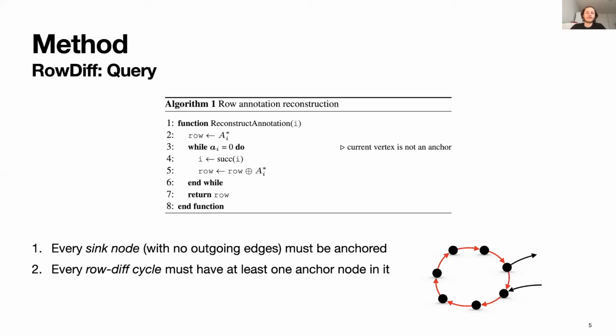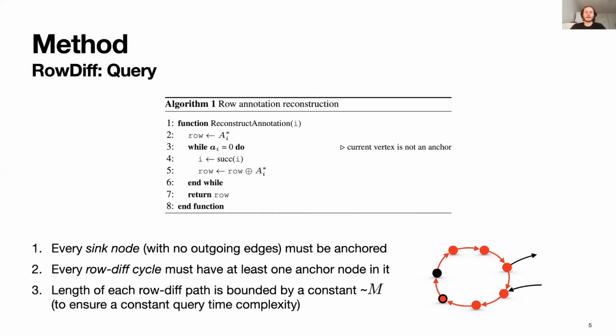To demonstrate this, let's consider the following example with a RowDiff cycle. If we want to reconstruct the annotation at this node, we follow the successors and see that the algorithm will never terminate unless there is an anchor node in the cycle. Finally, we are going to require that each node in the graph has an anchor node within a distance m from that node. We require that to ensure a constant time query complexity.